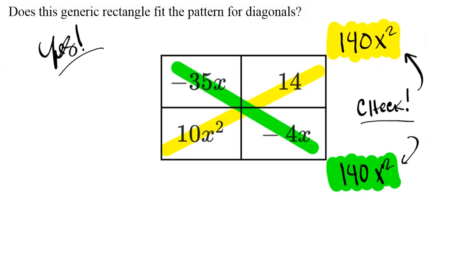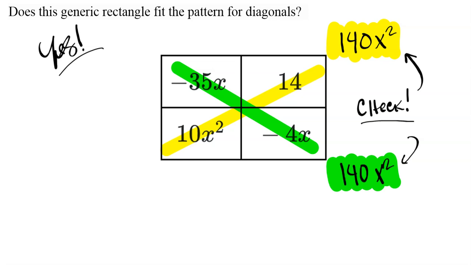Since we know that it works pretty well, we got that 14. We know that 14 is 14 times 1, or 2 and 7. And 35 is 5 times 7. And 10 is 5 times 2. And 4 is 2 times 2. And then we can worry about the negatives in a second.